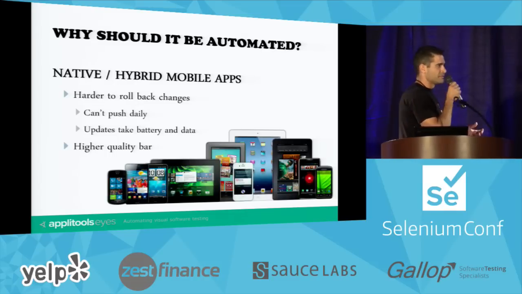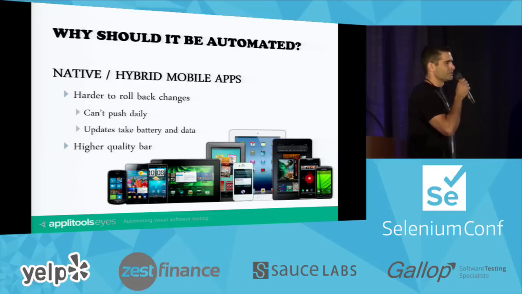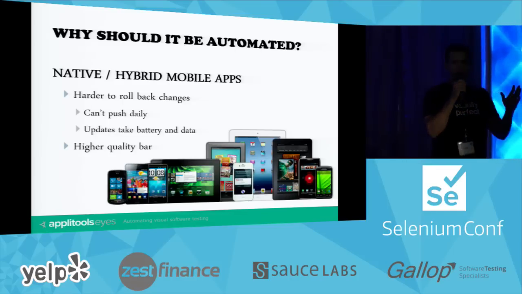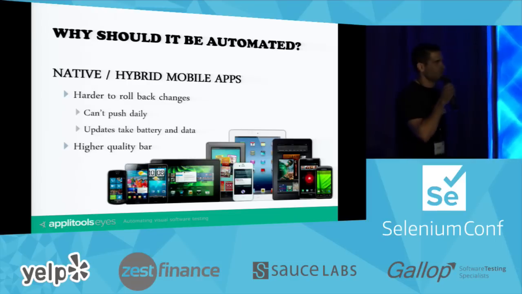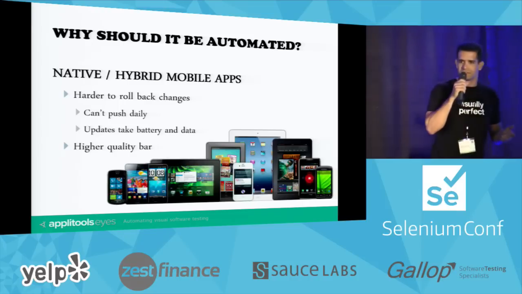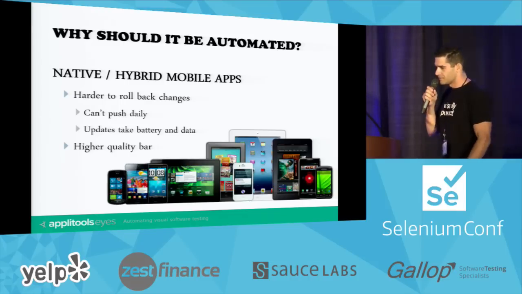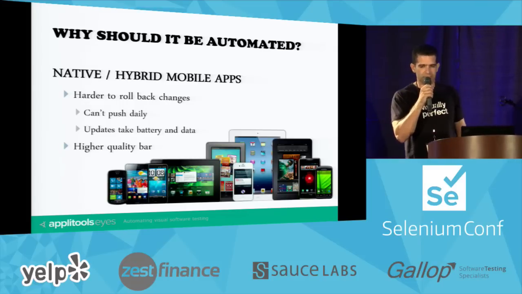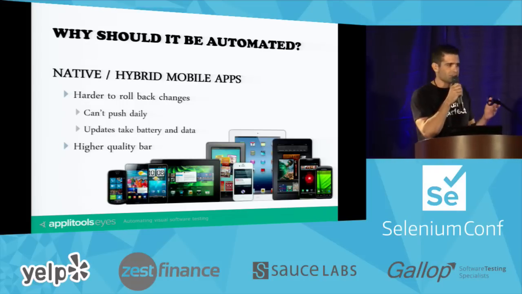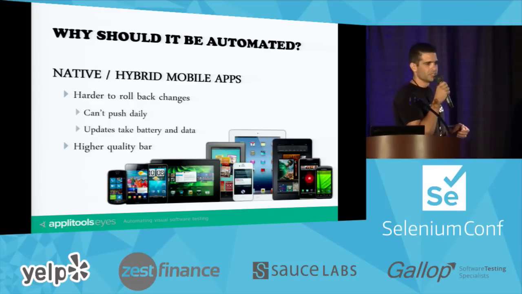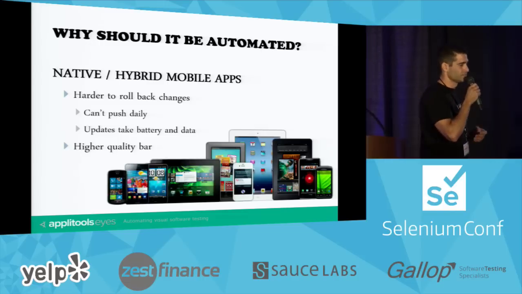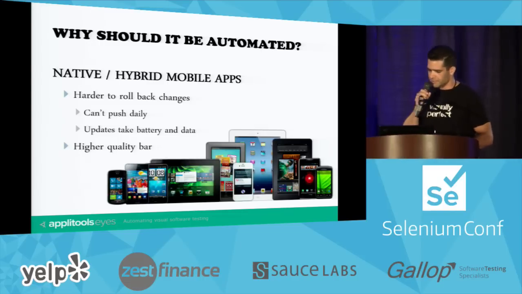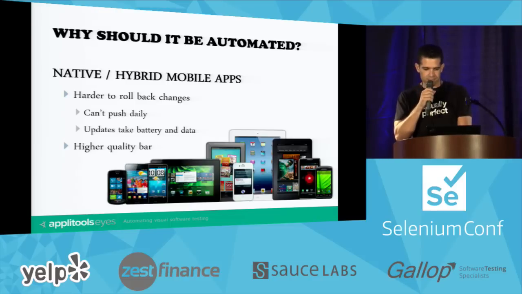And with mobile apps, it gets even more difficult because it's much harder to roll back changes. If you have a bug, you're stuck with it for some time in production. You can't push daily to the App Store, and even if you manage a way to work around that, frequent updates will just upset your customers because they take up battery and data. And in general, there's a much higher quality bar for mobile applications simply because mobile users are much less tolerant of UI and UX bugs.